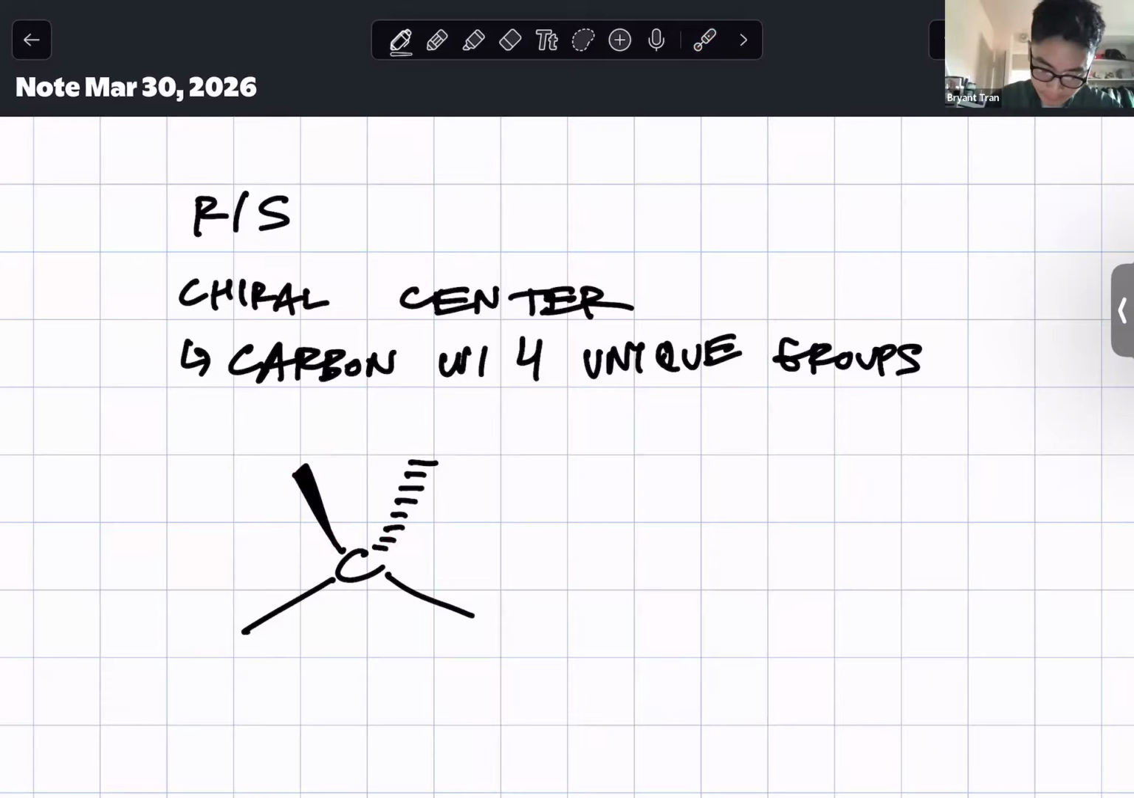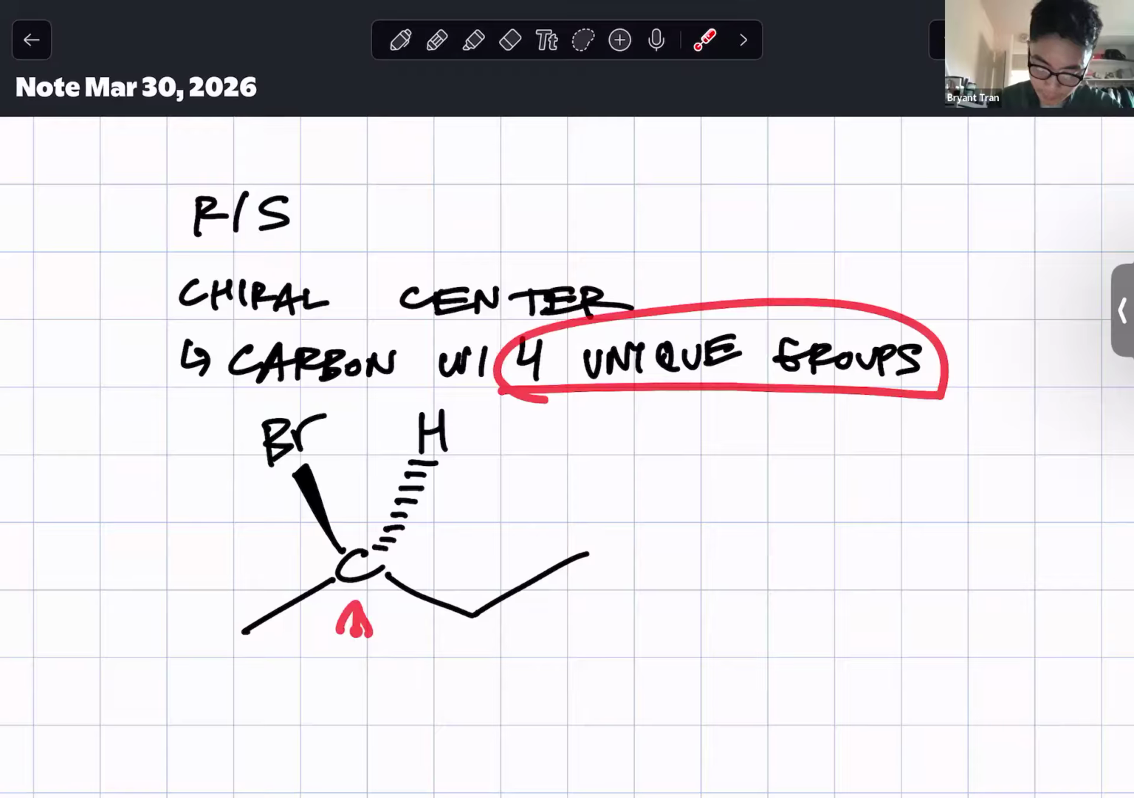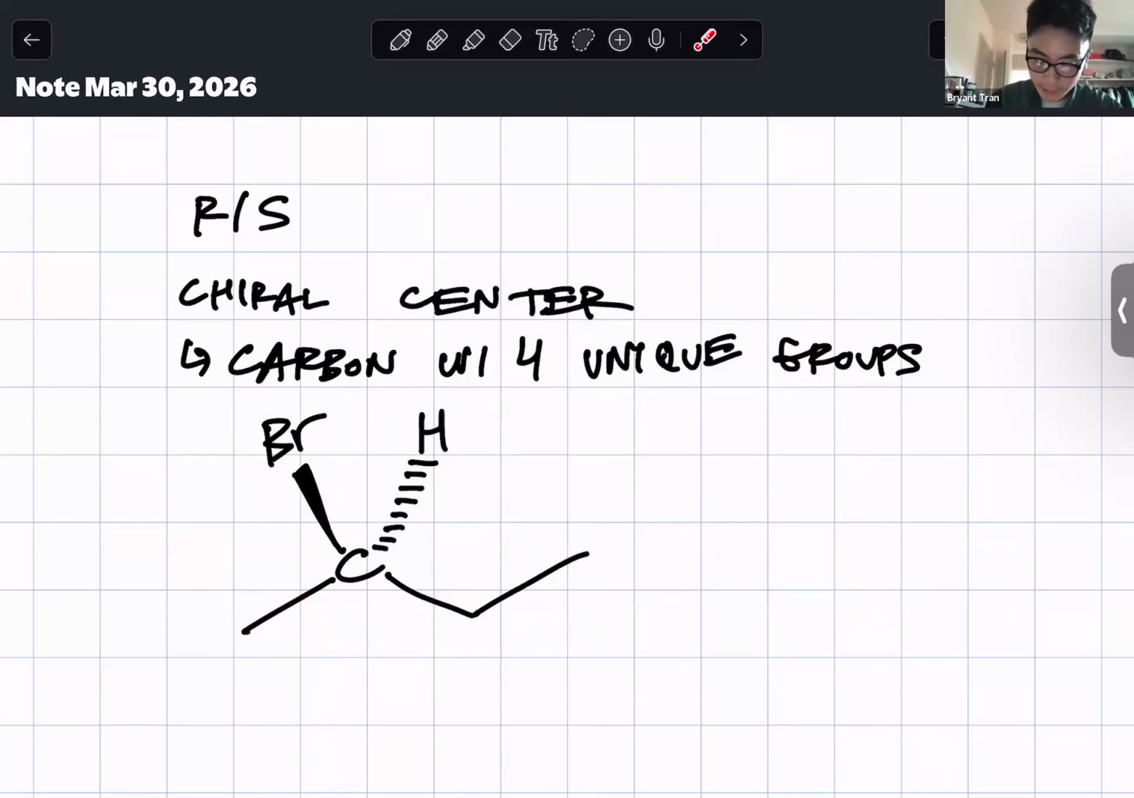So let's say, for example, we have a hydrogen here, a bromine here, a methyl on this carbon, and then an ethyl on this carbon right here. Right. This is a chiral center because there are four unique groups attached to this carbon. There is a bromine group, there is a hydrogen group, there's a methyl group, and there is an ethyl group. Right. Now, when there's a chiral center, we now can assign R and S.